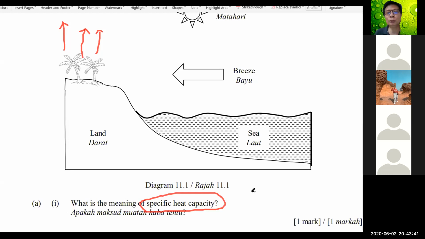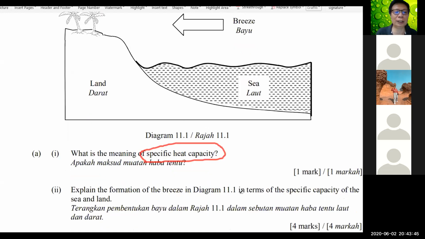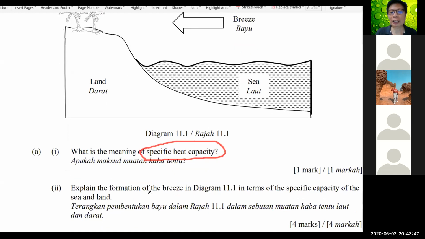Okay, we will go through all the questions first. Later on, we will check the answer. Okay, come. So this one done already. Number two. Explain. Okay, this one I move a little bit. Now I can see. Need to move it a little bit.